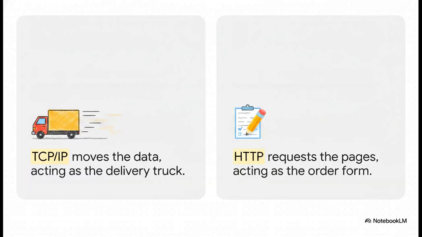When we compare them side by side, it's super important to understand the difference. TCP/IP is the system that physically moves the data across the globe, breaking it down, routing it, and rebuilding it. HTTP, on the other hand, is like the messenger requesting the specific web pages you want to see. Basically, TCP/IP is the delivery truck, and HTTP is the order form.